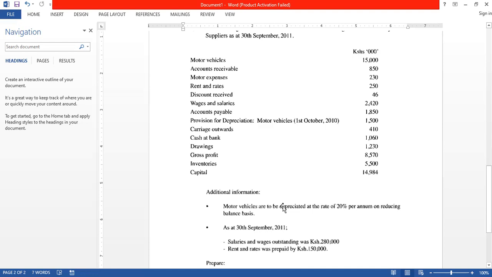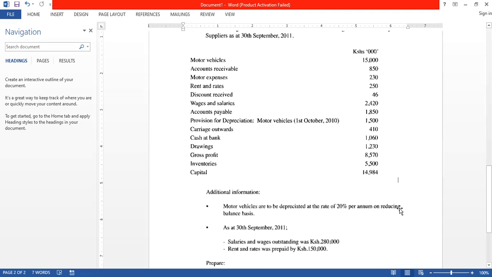So on reducing balance, we are calculating depreciation on the net book value, the remaining value of that asset after deducting the depreciation for the previous year. So that is the difference. Kindly note that.